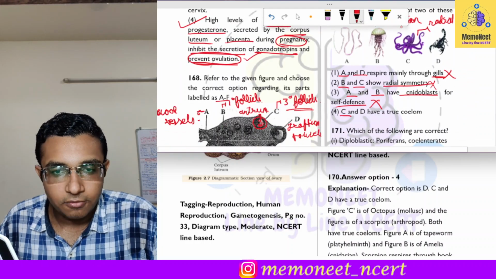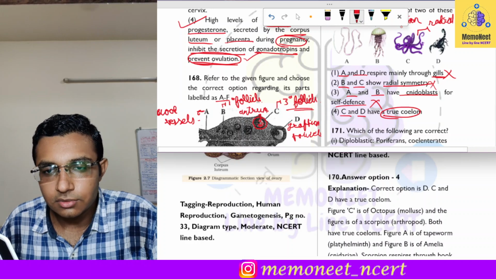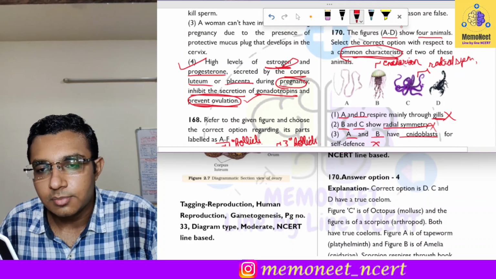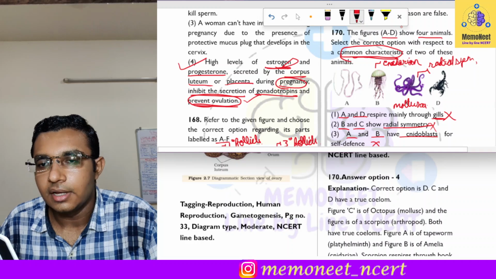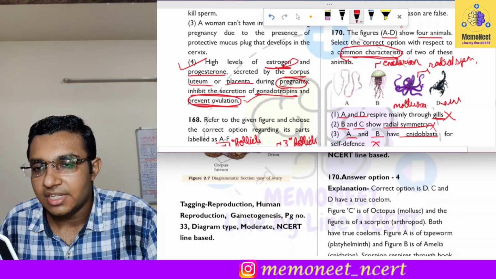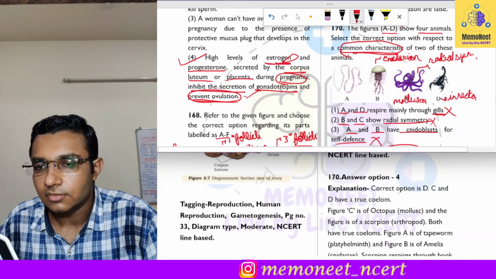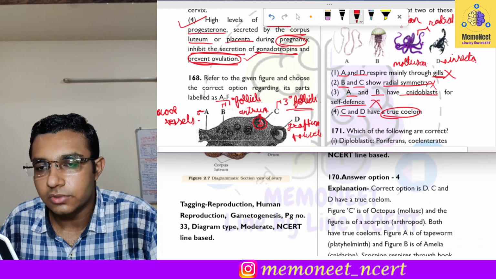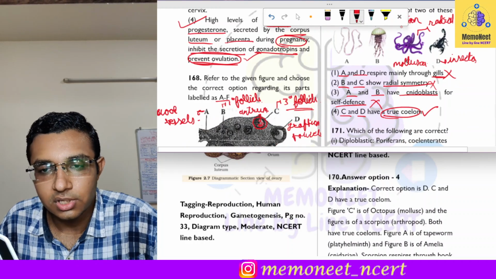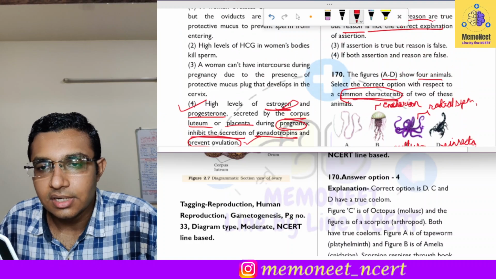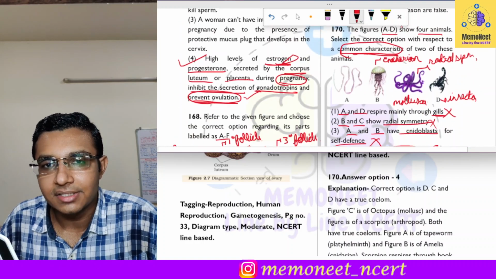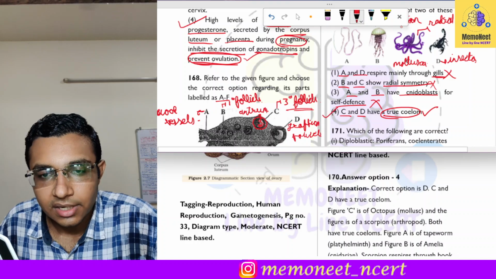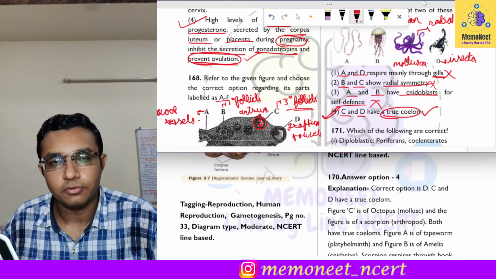And the fourth statement is C and D have a true coelom. Now see, octopus belongs to the phylum Mollusca and scorpion belongs to the phylum Arthropoda, and both are having a true coelom, so both are true coelomates. So here this statement is correct. So this is a common characteristic between the two animals. So the correct answer of this question will be option 4.